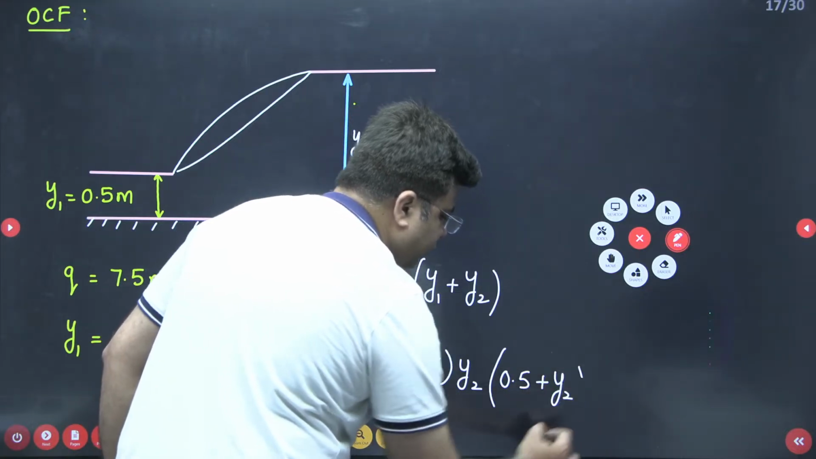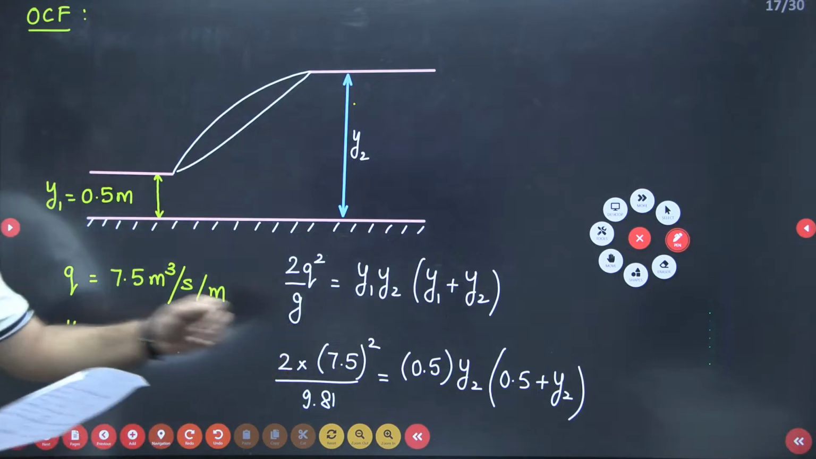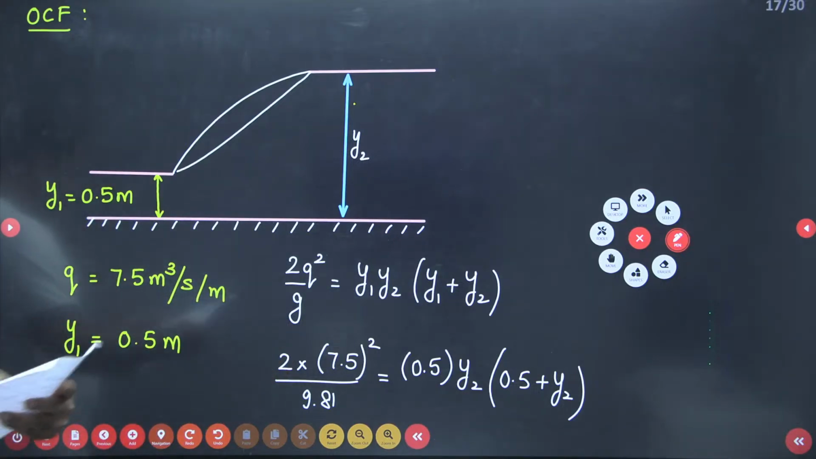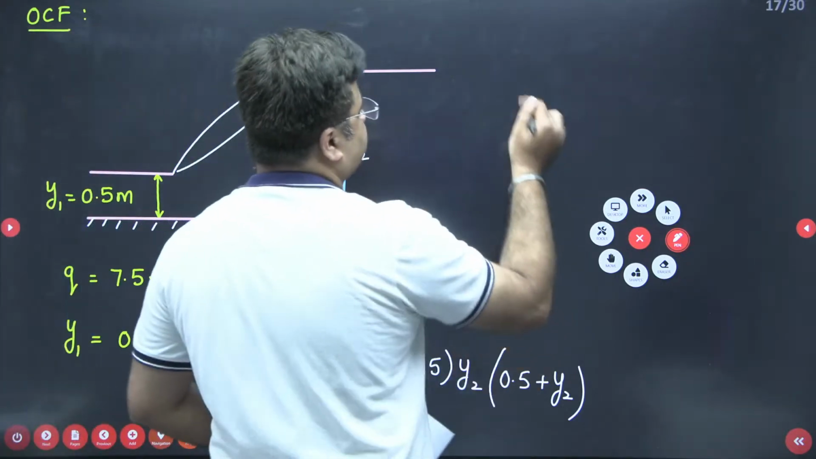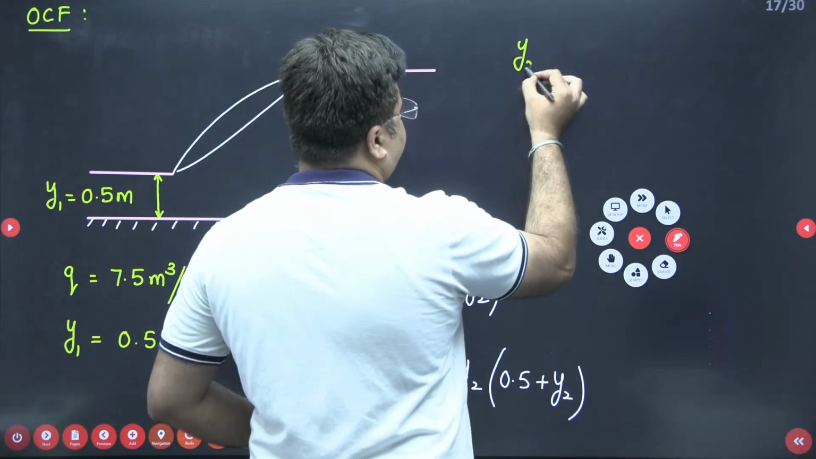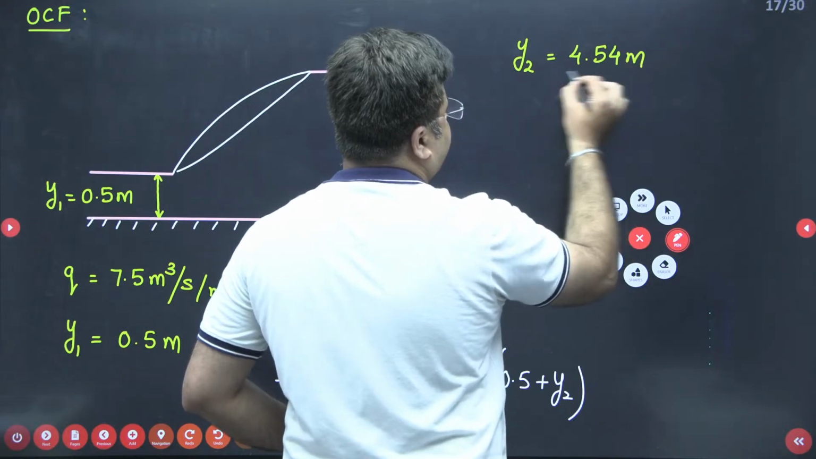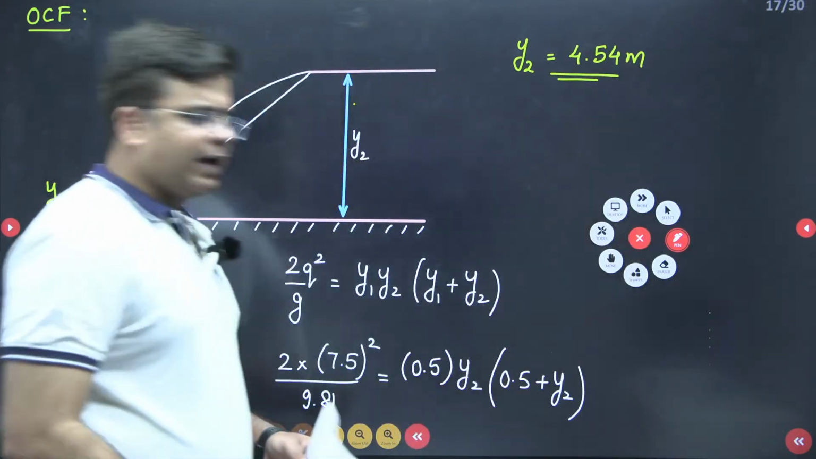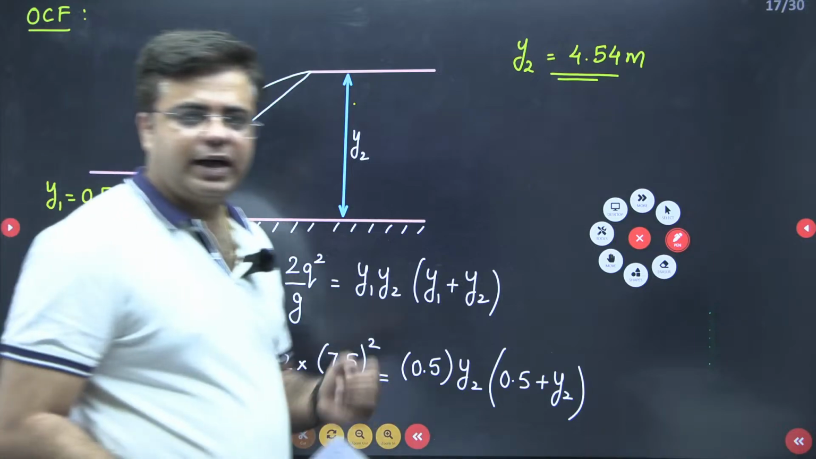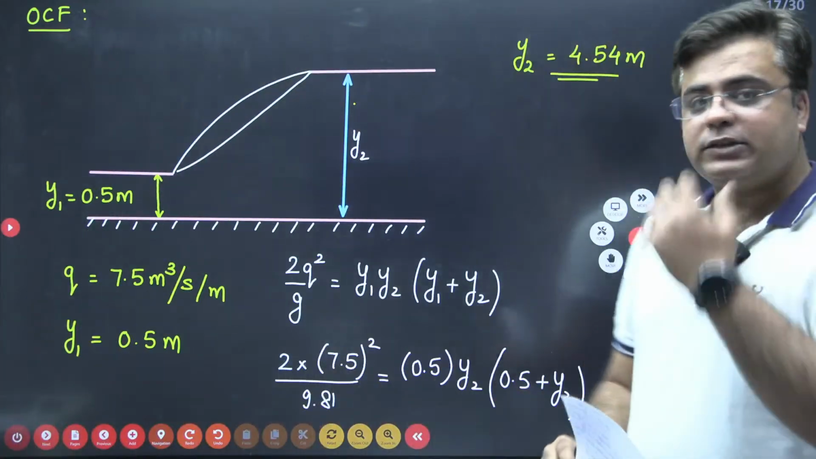After you solve this, you will get the value of y2, and the value of y2 will come out as 4.54 meters. This is my correct answer. I have already done the calculation. You can just use this expression directly to get the final answer of y2.